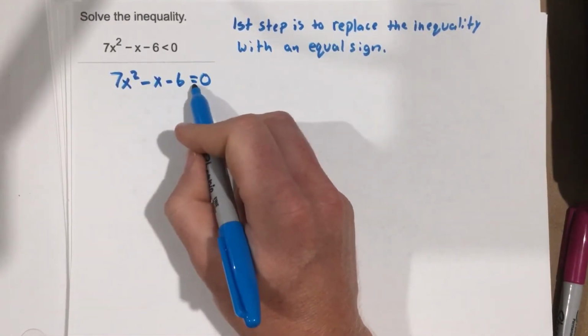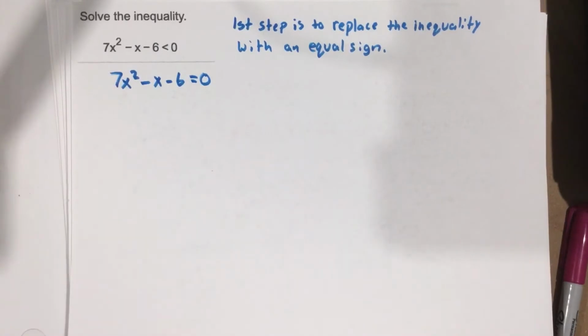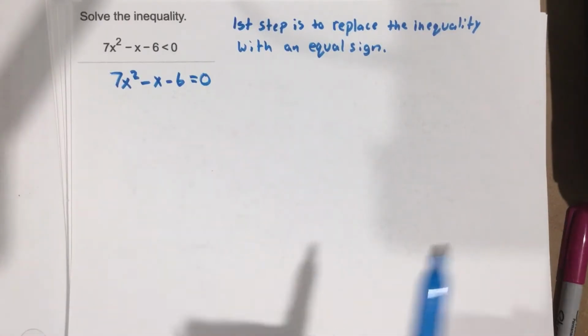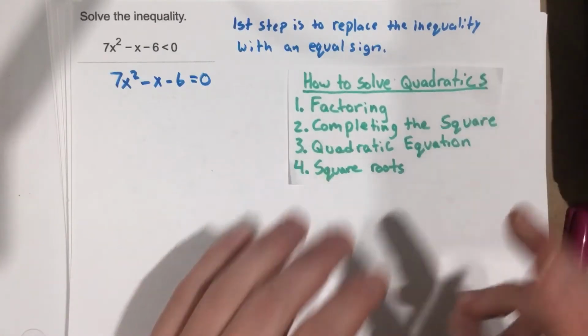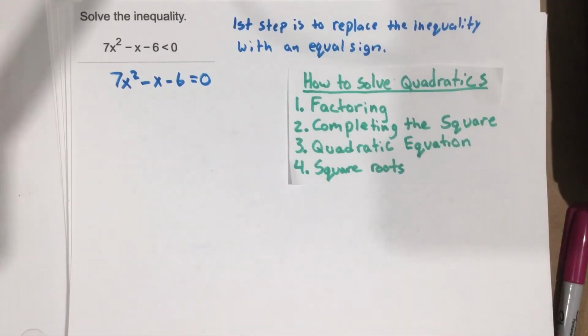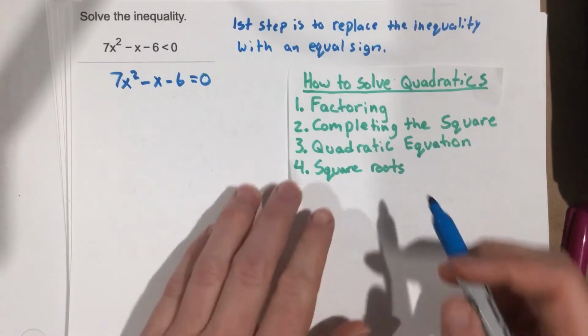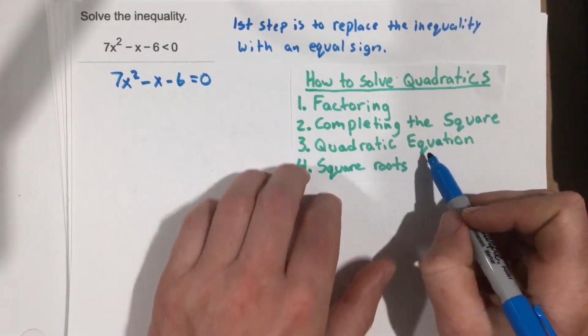And once we replace it with an equal sign, we're actually going to solve that using the quadratic equation, factoring, whatever we decide. Once we get the roots, then we draw a number line and we can figure out the solutions for the inequality. So I'm actually going to use the quadratic equation here.